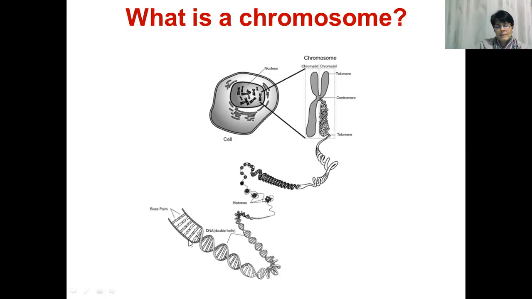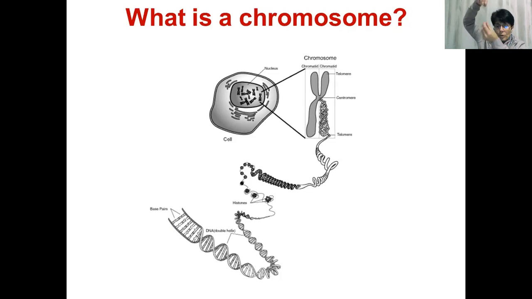So if you put all 46 chromosomes end to end, believe it or not, the DNA in every single cell in your body, the diploid cells, is 2 meters long. That's a lot of DNA. So how does so much DNA fit into a tiny little cell that we can't even see with the naked eye? It's all about supercoiling.